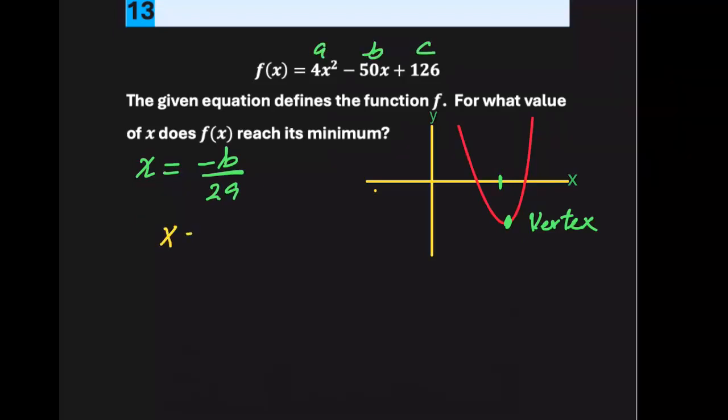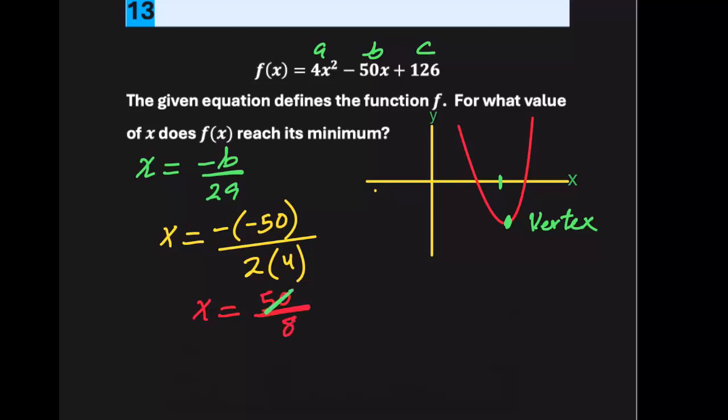And x is equal to negative b over 2a, and the value of b is negative 50, and the value of a is 4. And x is equal, negative into negative is positive, so we have 50 over 2 times 4, which is 8. And we can simplify. Divided by 2 is 25 over divided by 2 is 4. And that's the value of x for which the function f of x is minimum.